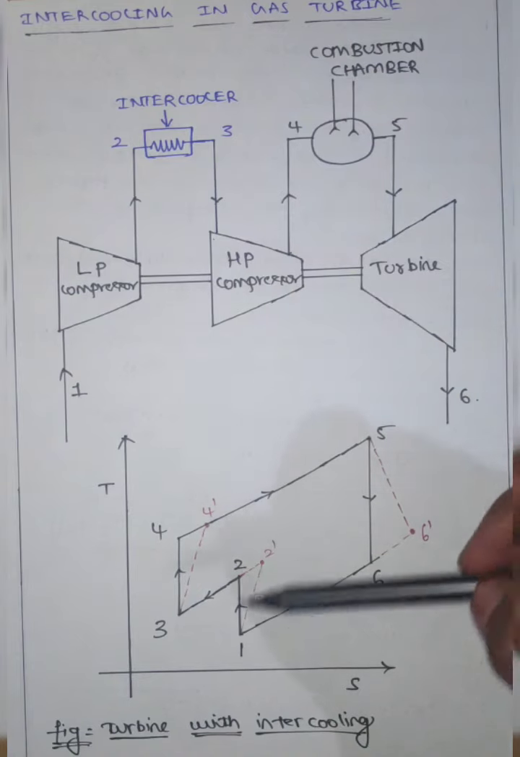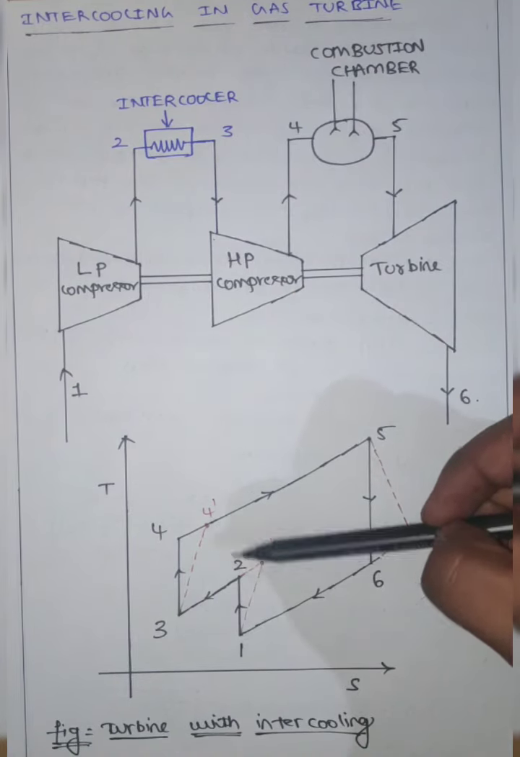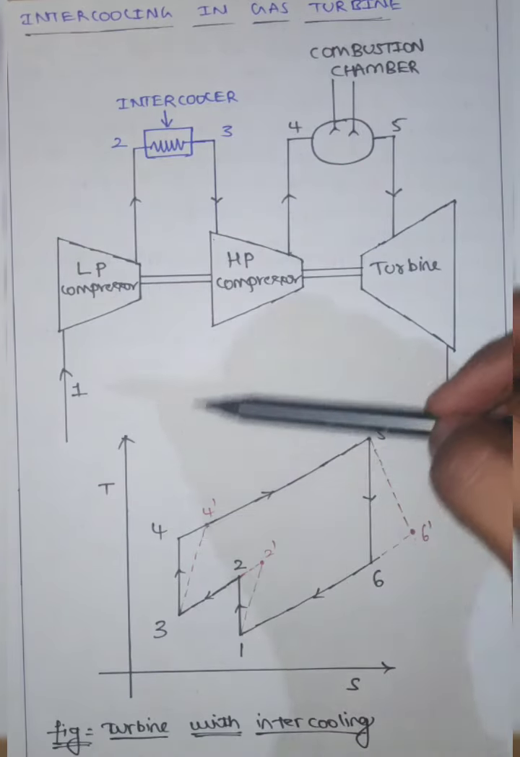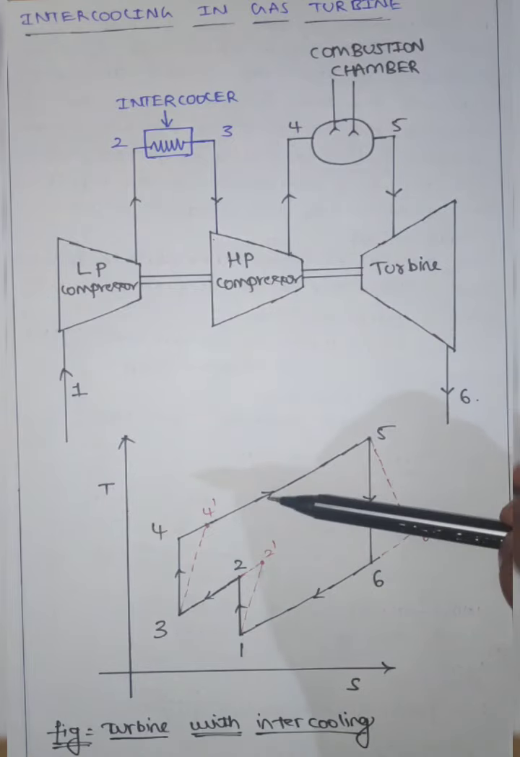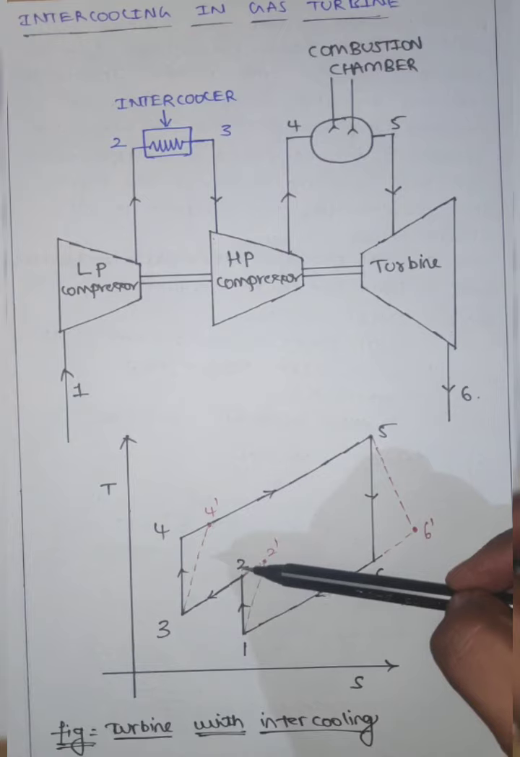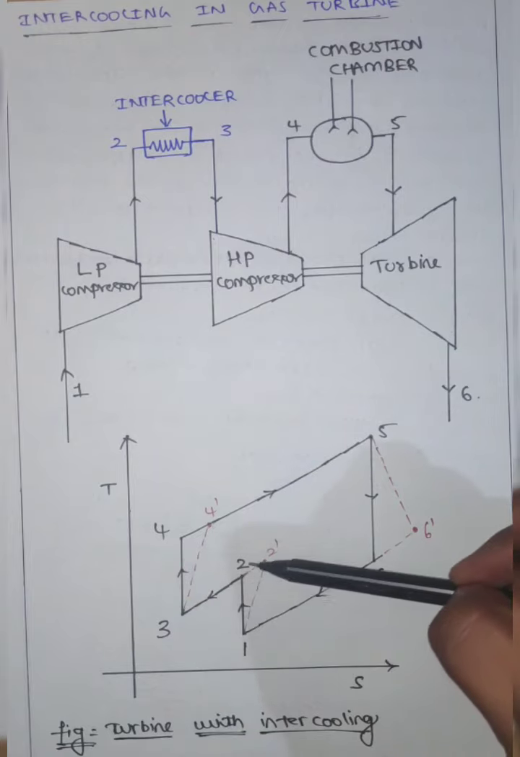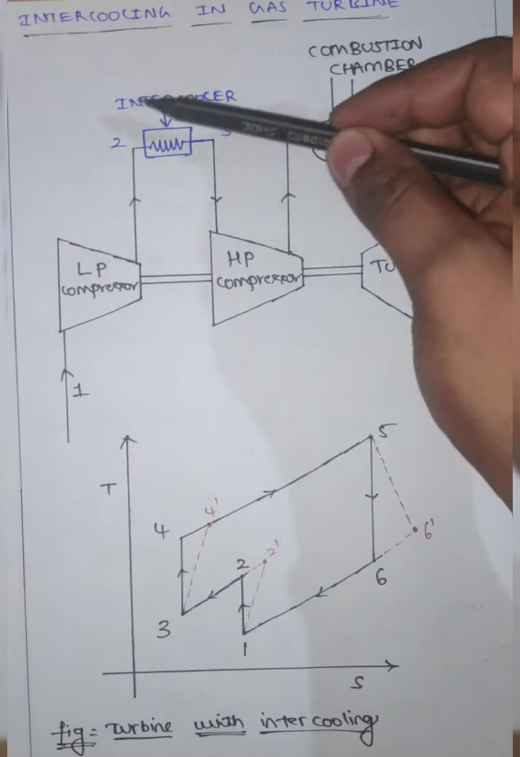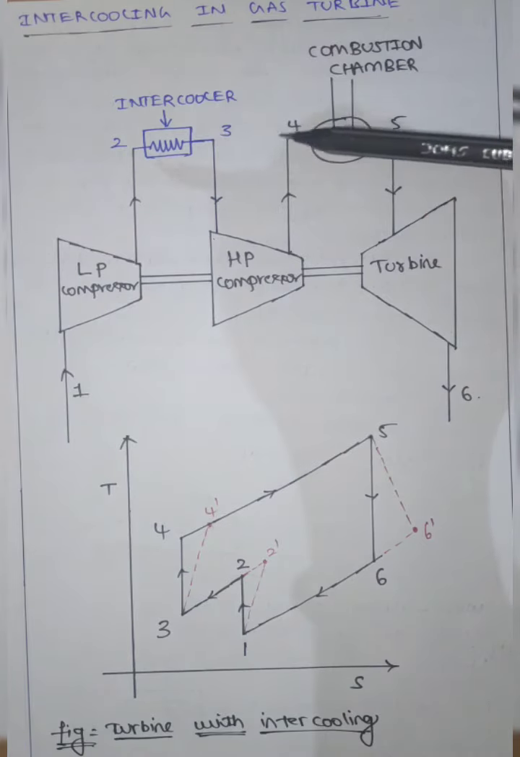So what happens exactly is you are compressing the whole gas in two stages, that is from 1 to 2 in one stage using a low pressure compressor, and from 3 to 4 in the other stage using a high pressure compressor. So between these two stages, you are decreasing the temperature from 2 to 3 by using an intercooler. This particular thing will add to the efficiency of a gas turbine.